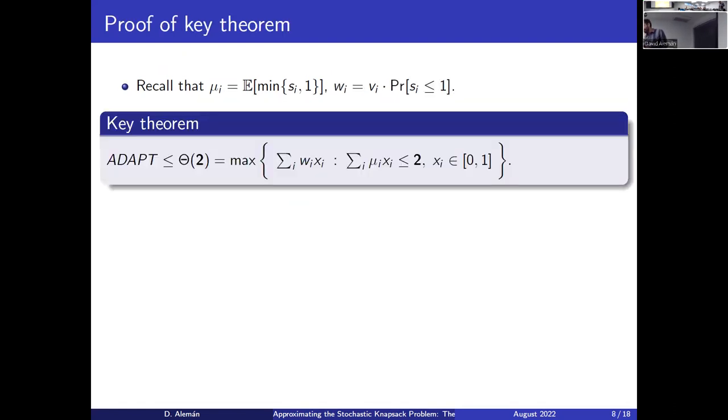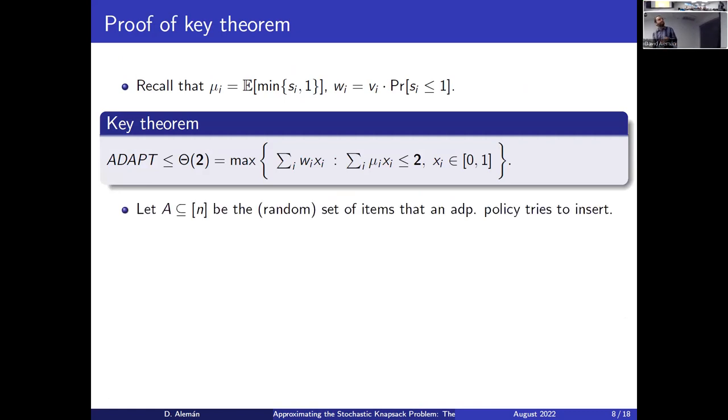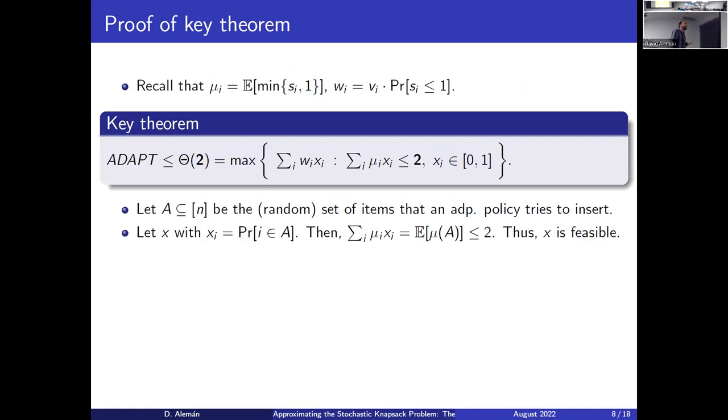Okay. So now let's prove that ADA is at most theta of two. So again, let A denote the set of items that an adaptive policy tries to insert. And let's define a vector X given by X of I equal to the probability that I is in A. By linearity of expectation, we have that the expected value of mu of A is exactly this sum, right? And we just showed that the expected value of mu of A is at most two. So hence X, this vector is feasible in here.